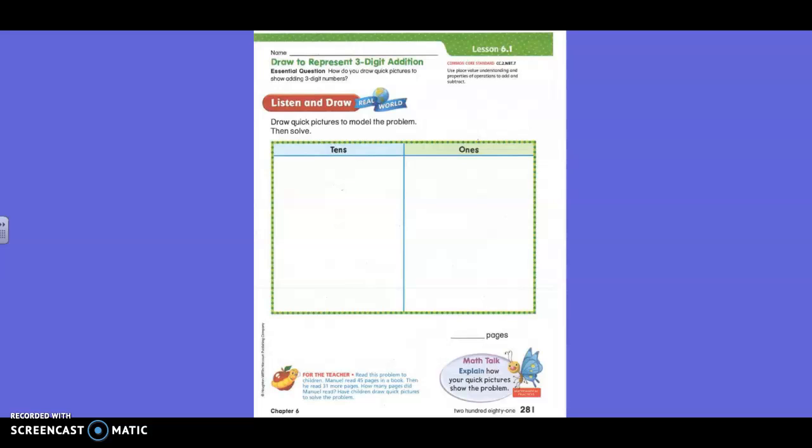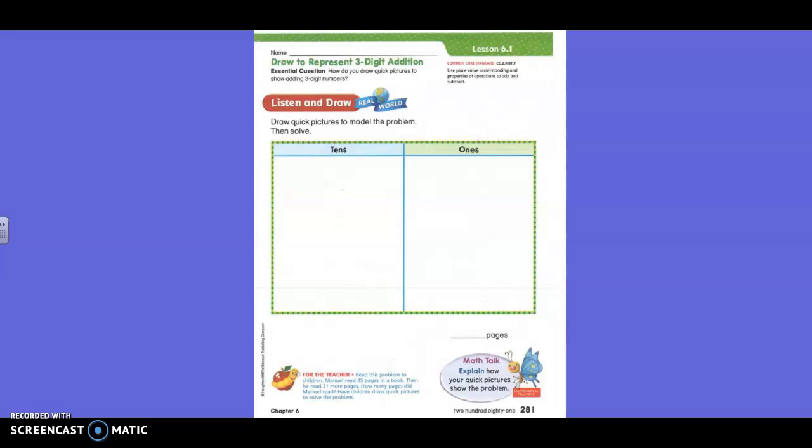Girls, today we are supposed to draw pictures to represent 3-digit addition. I'm not sure if we'll do that. We might just use our numbers because sometimes I think that's easier, but we will see. Okay? Alright, let's read the problem.